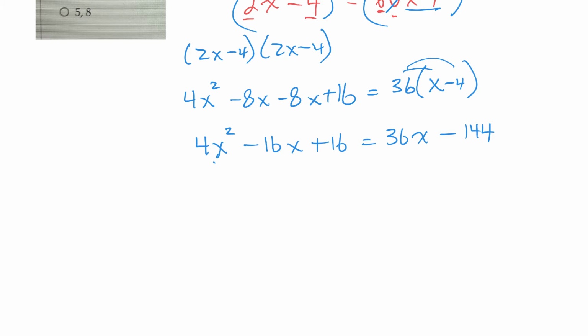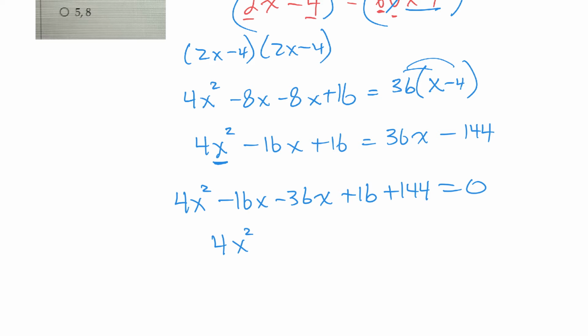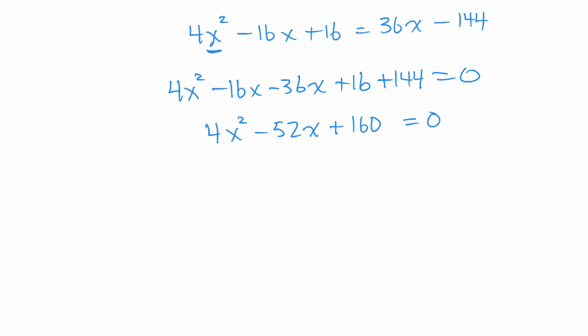Now, because there's a quadratic involved, let's bring everything over onto the left. So minus 16x minus 36x plus 16 plus 144 equals 0. So 4x squared minus 52x, is that 160? Plus 160 equals 0. Okay, I'm hoping I haven't done anything wrong yet. I think I can divide everything by 4 though. Divide by 4. So this would be x squared minus 13x plus 40 equals 0.